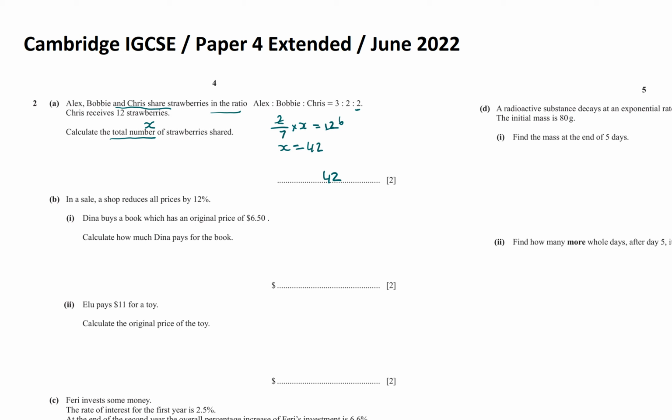And then the next bit: in a sale, a shop reduces all prices by 12%. Dina buys a book which has an original price of $6.50. How much does she pay for the book? It's reduced by 12%, so it would be 100 minus 12, that is 88%. So 88% I can write as 0.88 multiplied by 6.50. And then the answer is 5.72. That's how much she would pay.